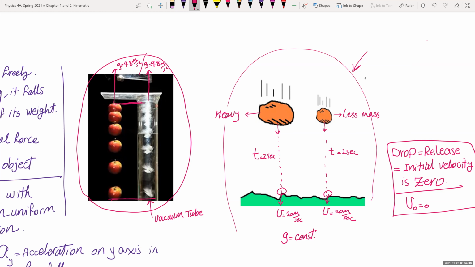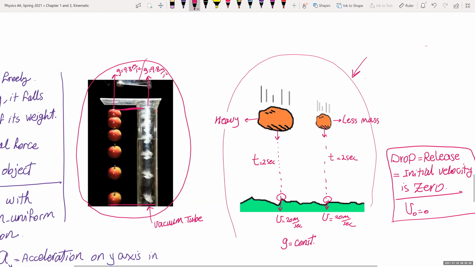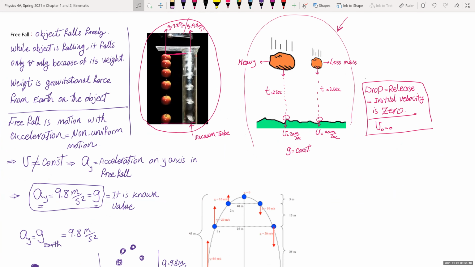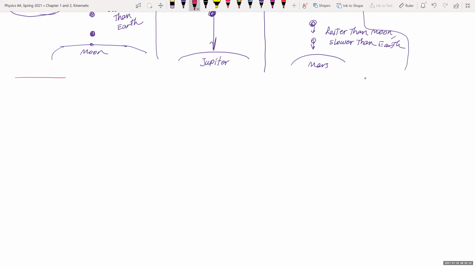I want you to keep in your mind, okay? So gravity acceleration depends on the mass of the planet, not on the mass of the falling object. Don't forget this. G, gravity acceleration of that planet, any star, depends on the planet, not on the falling object. Okay, so let's talk about equations now.